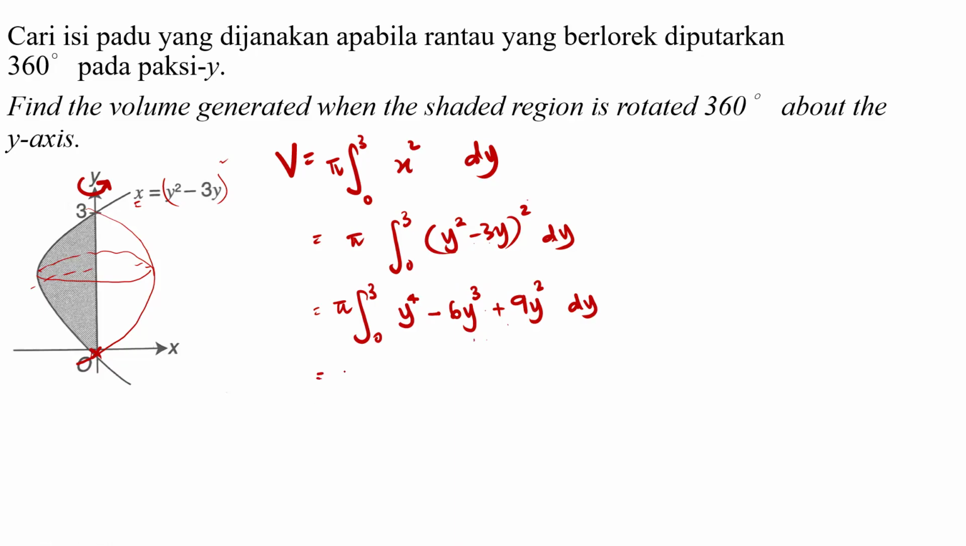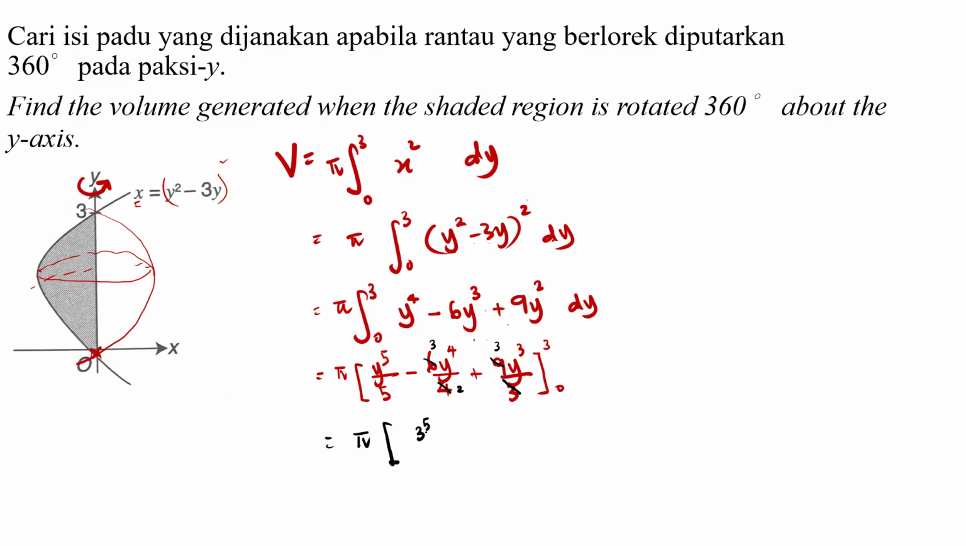Okay, next, pi. Now we can integrate. Y to the power of 5 over 5 minus 6y to the power of 4 over 4 plus 9y to the power of 3 over 3, with the boundary from 0 to 3. No hurry to substitute. Always simplify first, so it makes things much easier later. Okay, simplify: 6 over 4 becomes 3 over 2, and 9 over 3 becomes 3. So we will have pi. Okay, now we can substitute.